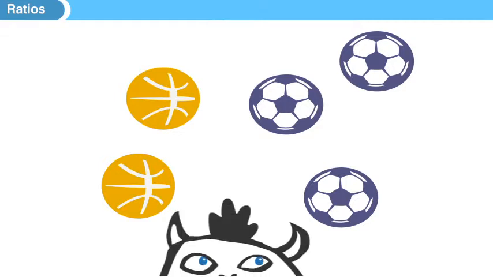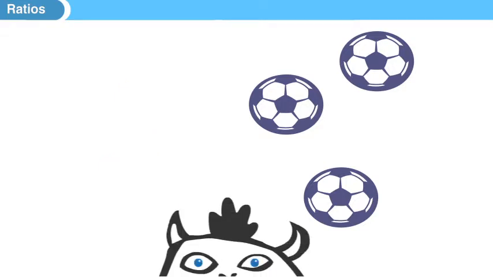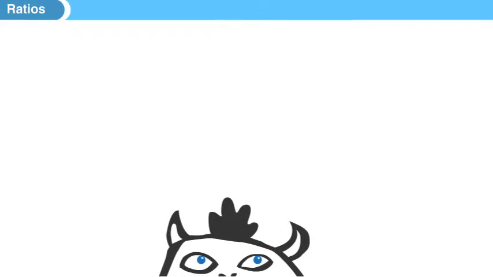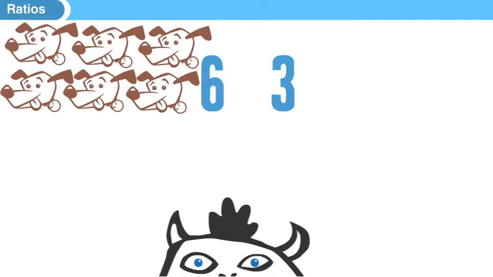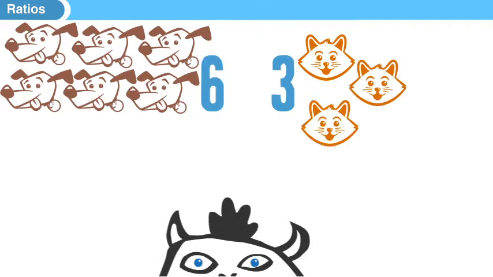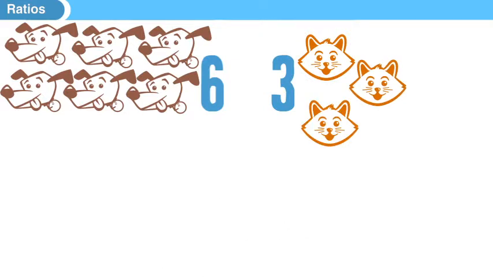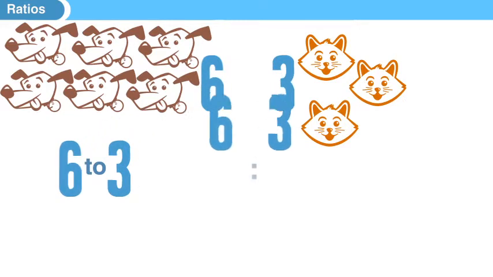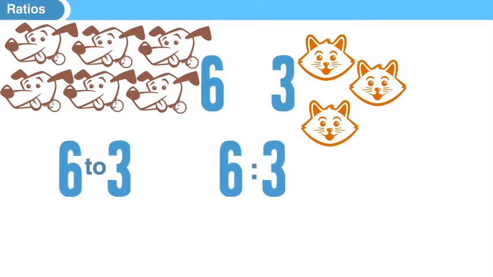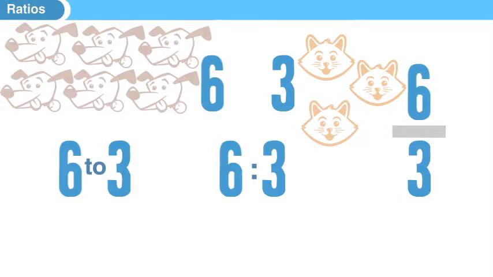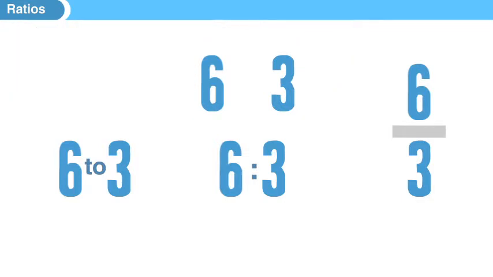So what does a ratio look like? Let's say that we went into a pet store and the owner said that he had a ratio of 6 dogs for every 3 cats. You can write this in 3 different ways. You can write it 6 to 3 using the word "to", you can write it 6 to 3 with a colon, or you can write it as a fraction, 6 over 3. Tomato, tomato, whatever you prefer is perfectly fine.